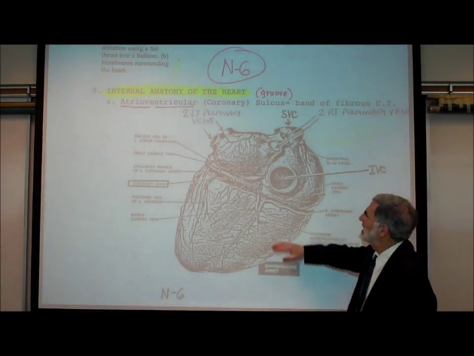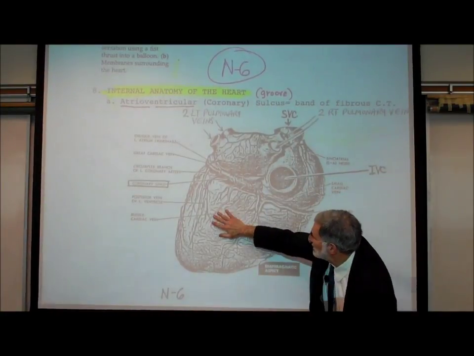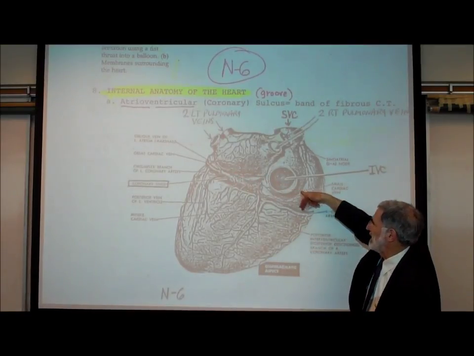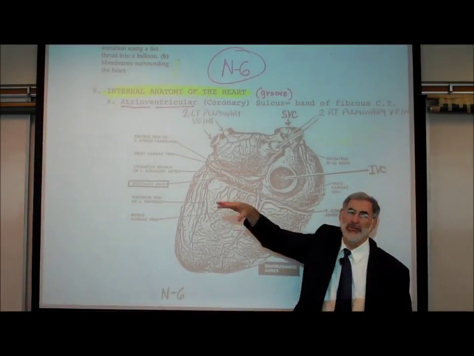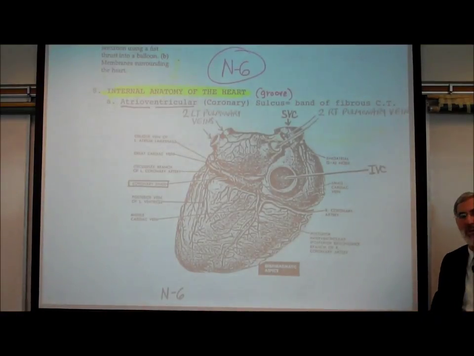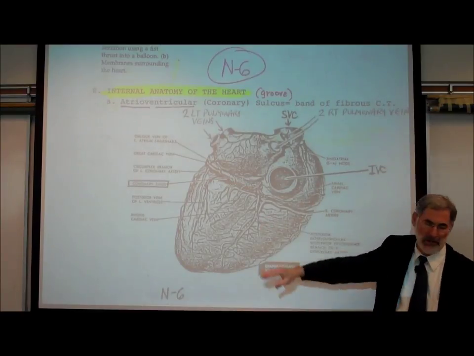You'd say, what? These are the atria up here, the right and left atria. These are the ventricles, the right and left ventricles. So there is a groove right in here called the atrioventricular sulcus. They don't use the word groove, they call it a sulcus, because it's right between the upper atria and the lower ventricles.